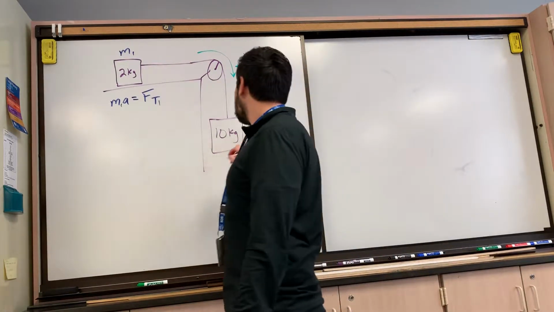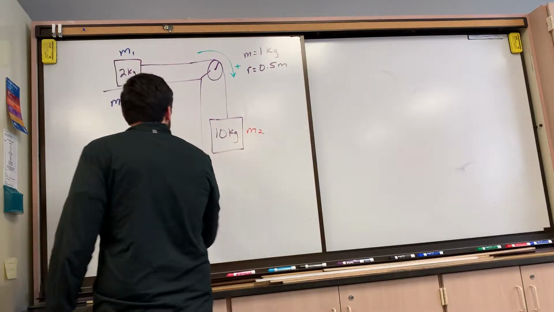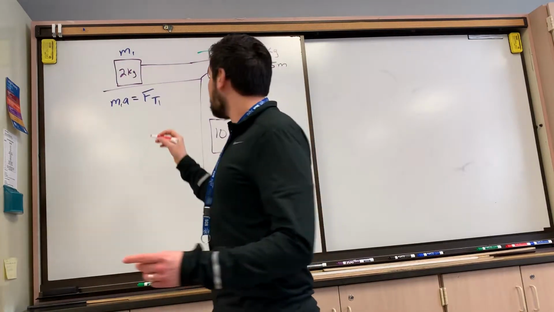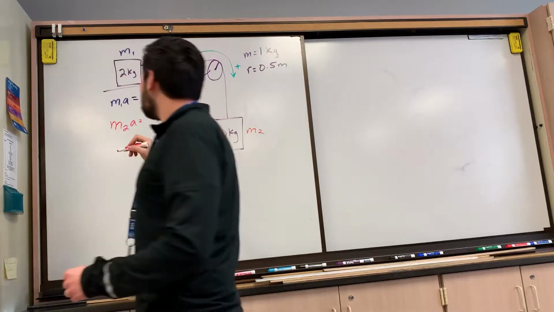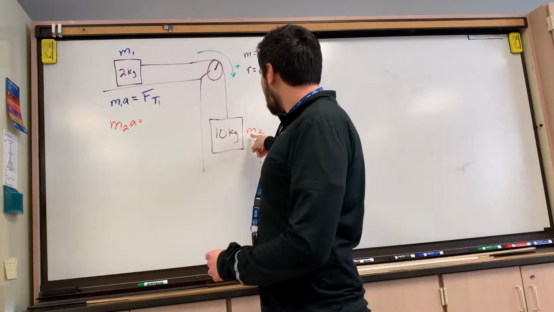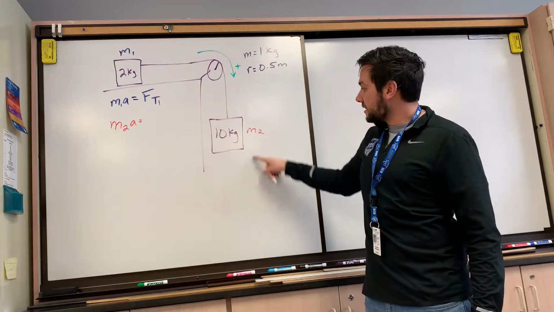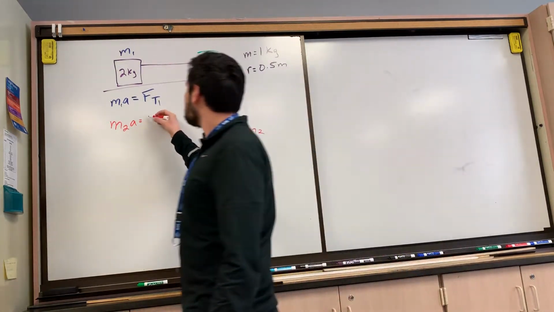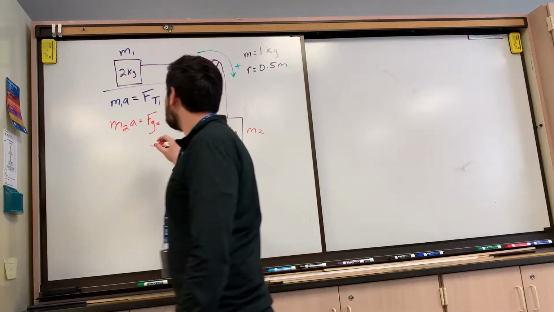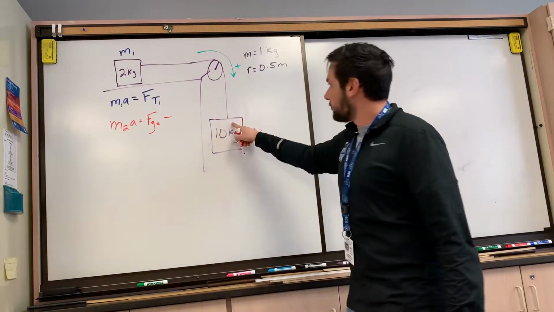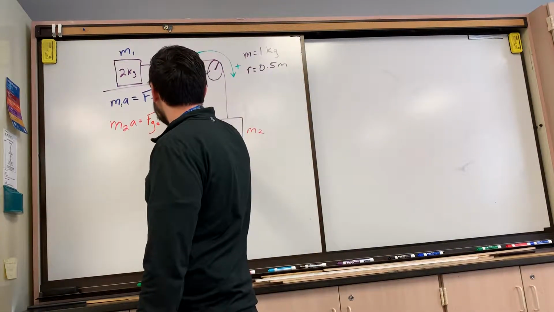So for this 10 kilogram box, we're going to call that mass 2, and we're going to set mass 2 times acceleration equal to, it's got a force of gravity pulling it down, but we set our axis here saying the downward direction is positive. So I'm going to say my force of gravity of box 2 minus, and it's got a force of tension pulling it up, so minus my force of tension 2.